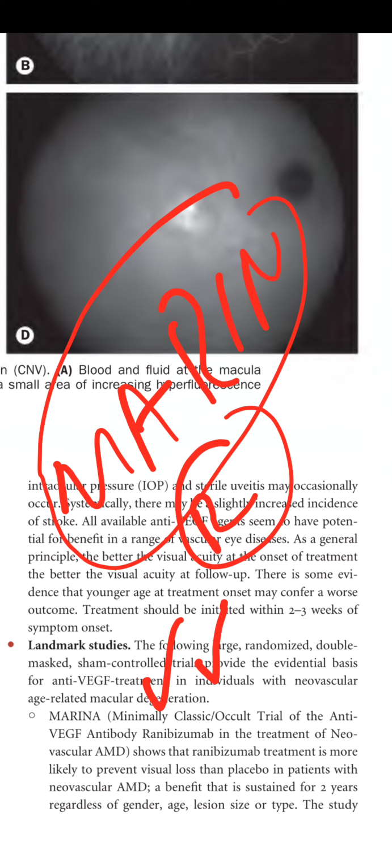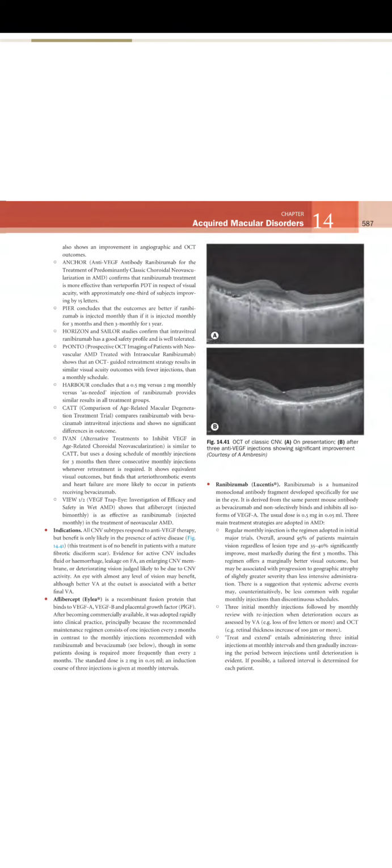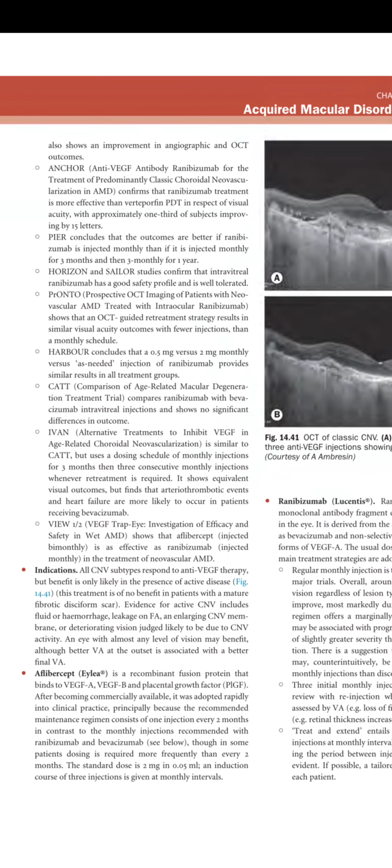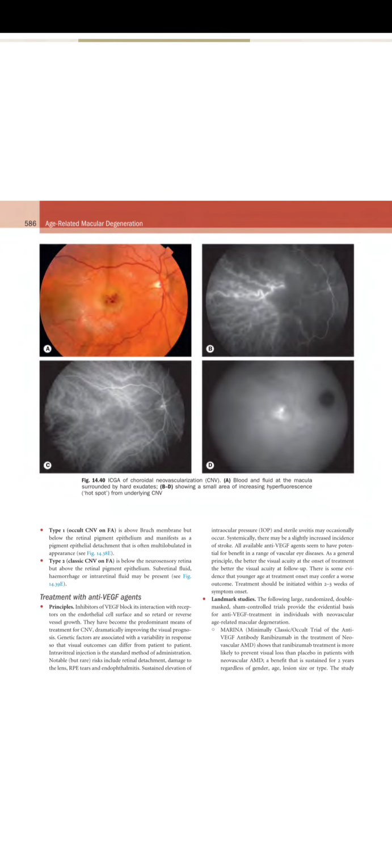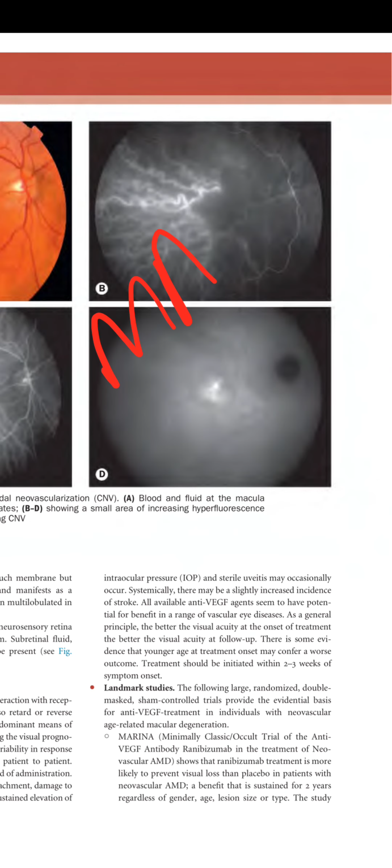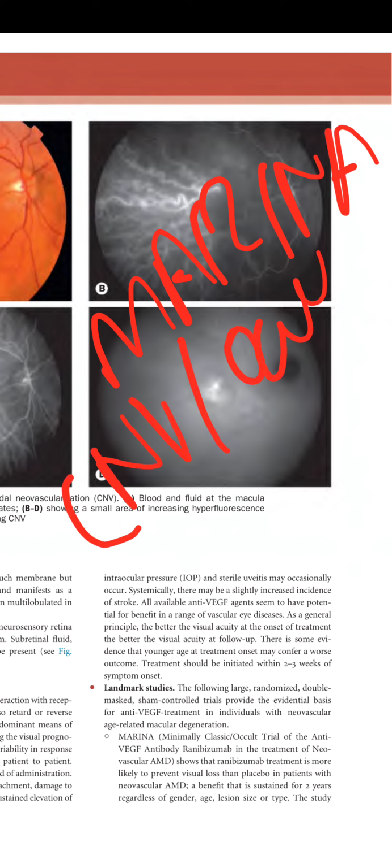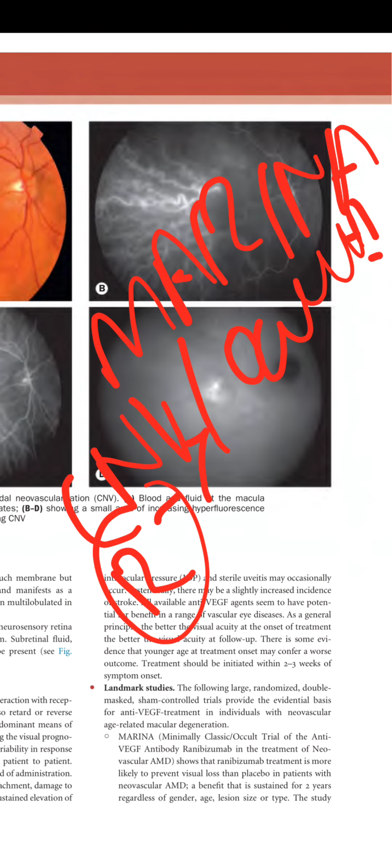Minimally classic or occult trial of the anti-VEGF antibody ranibizumab in the treatment of neovascular AMD shows that ranibizumab treatment is more likely to prevent visual loss than placebo in patients with neovascular AMD, a benefit that is sustained for 2 years regardless of gender, age, lesion size, or type. The study also shows an improvement in the angiographic and OCT outcome. So basically, in the Marina study, those CNV which are usually occult or minimally classic were being studied, and when the ranibizumab was given, the outcome was better than the placebo.